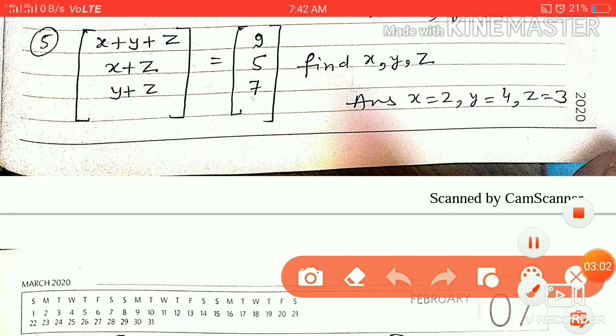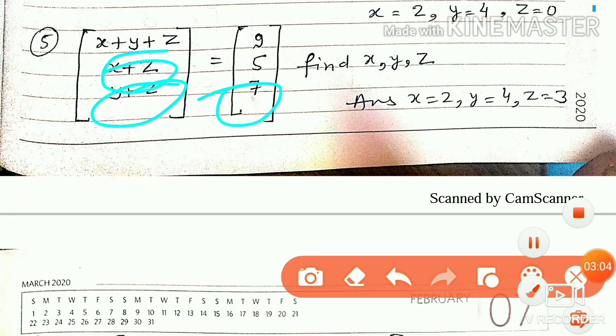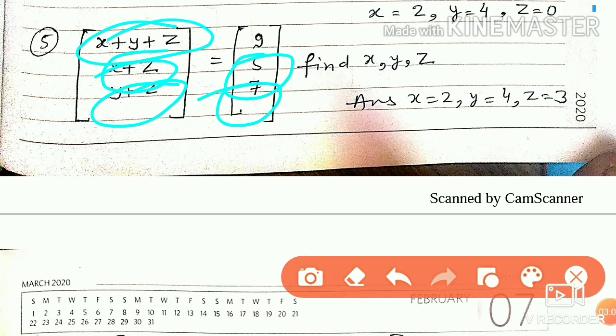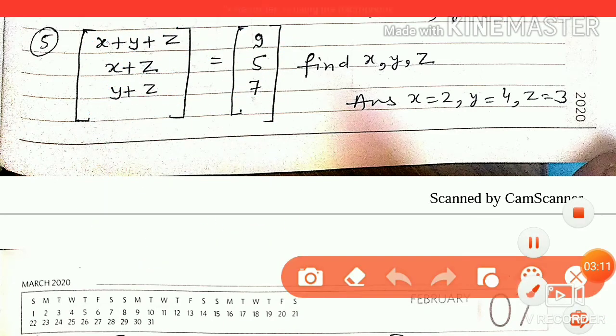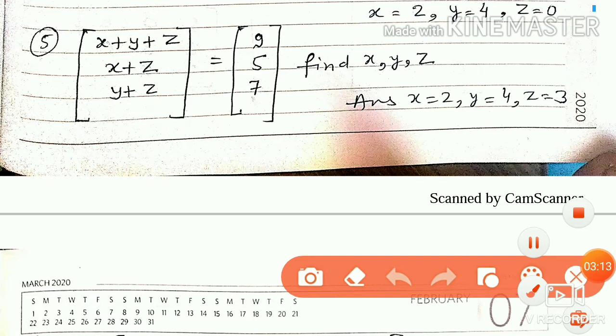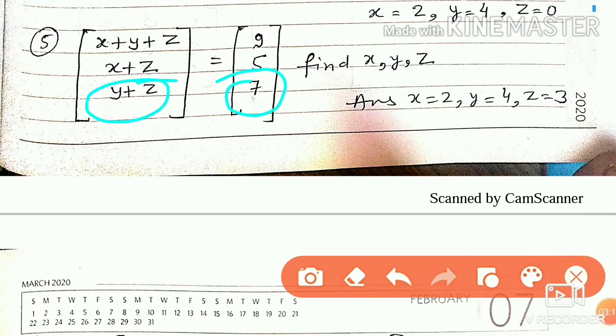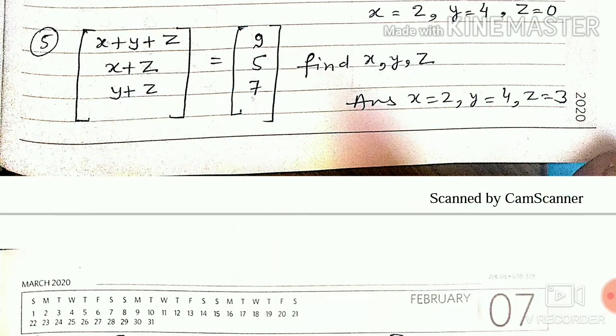Here look, y plus z equal to 7, x plus z equal to 5 and x plus y plus z equal to 9. Here you will put the values. In x plus y plus z equal to 9, you put y plus z equal to 7, you get the value of x. Similarly, in the same x plus y plus z equal to 9, you put x plus z equal to 5, you will get the value of y. So similarly you get all these values.